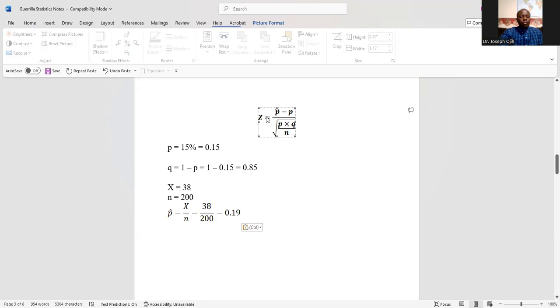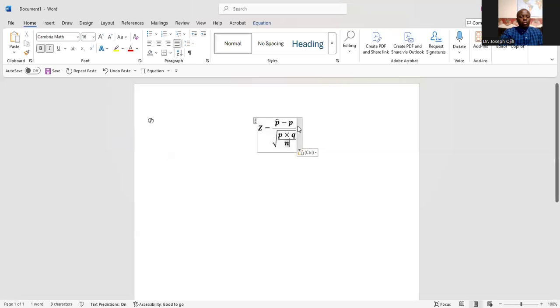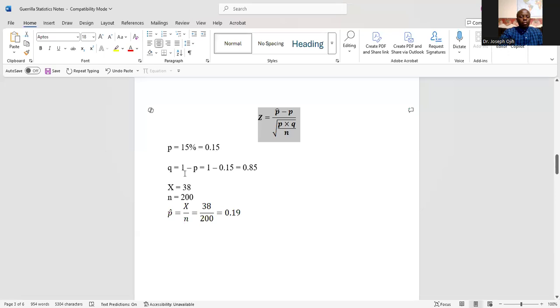Okay. So I'm going to copy this and paste it inside the other workbook, because this one will not allow us to use the formula. So let me paste it here. So let's run it. Remember, before we do that, I want to remind you again that P is 0.15, Q is 0.85, N is 200, P hat is 0.19. So we plug these numbers into this formula.